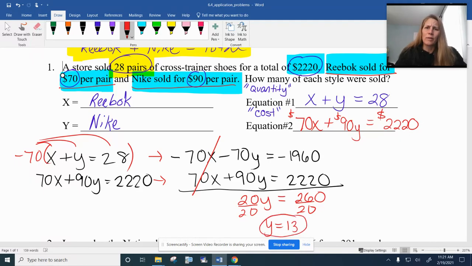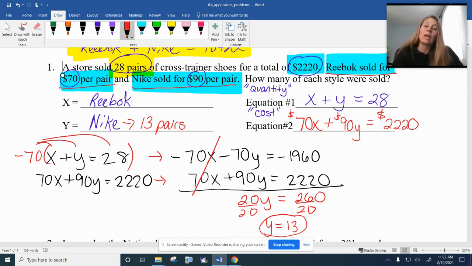Now remember, what is that 13? Well, we had initially assigned the variable y to the number of Nike shoes that we sold. So this means that we sold 13 pairs of Nike shoes.